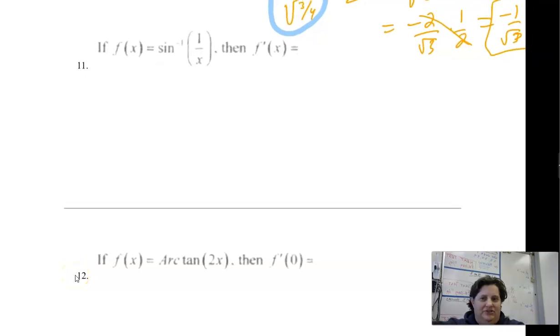All right, you guys, let's check it out. Let's hit number 11 through 20. Here we go. Okay, so looking at some more derivatives here.